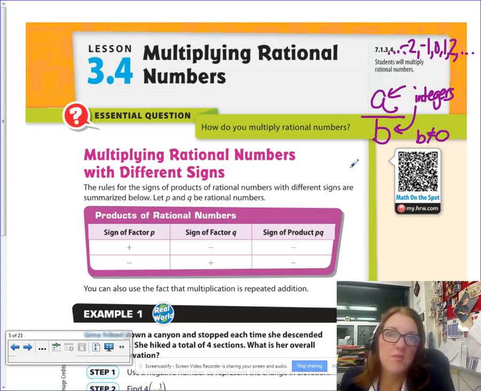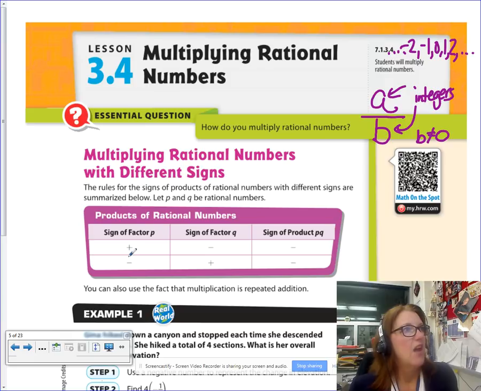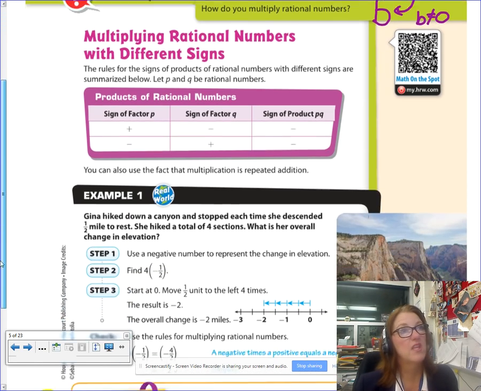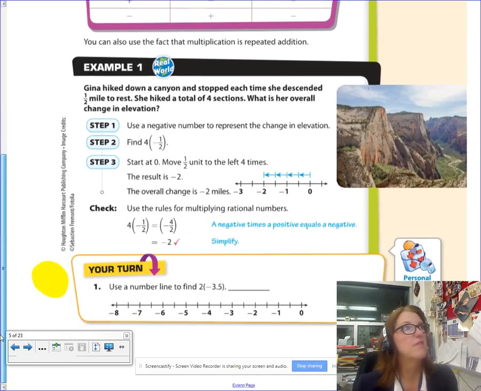Okay? Here's what we're going to work on today. All right, products of rational numbers. Positive times negative is negative. Negative times positive is negative. Okay, we are going to just tackle decimals and remember decimal multiplication today. Tomorrow we'll get into doing the fraction stuff.